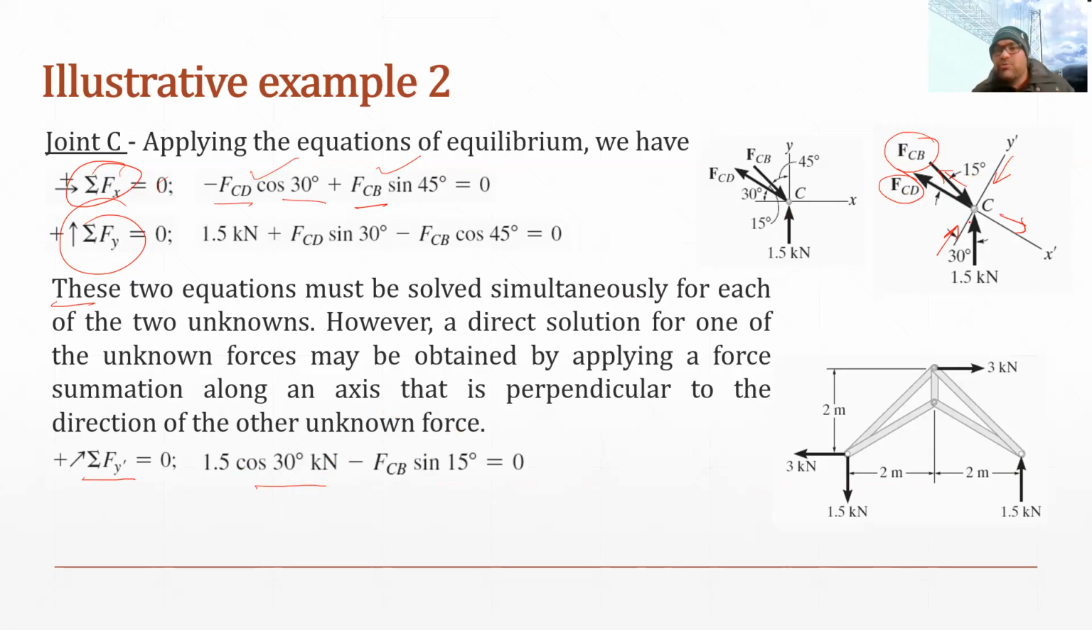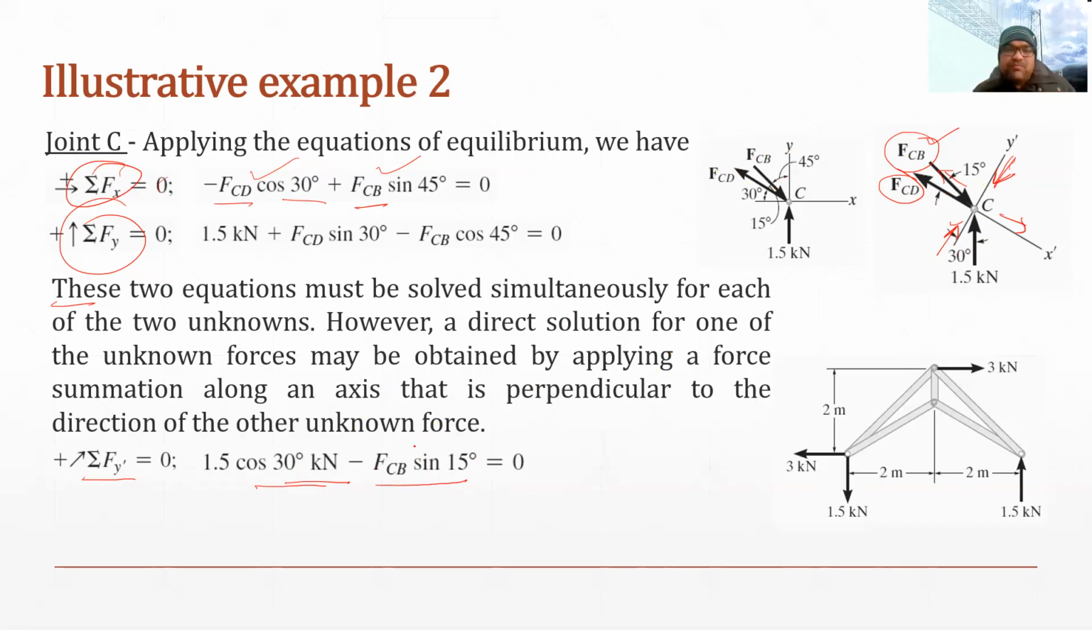So you can see the forces are in the same direction. They are not changed. We have just turned the x axis and y axis. So now along the y dash, the component of 1.5 kilonewton will be 1.5 cos 30 degree kilonewton. Similarly, for FCB, it will be negative FCB sine 45 degree. So the vertical component of FCB will be downward like this. It will be negative and this will be positive. So that is why the sign convention is there.